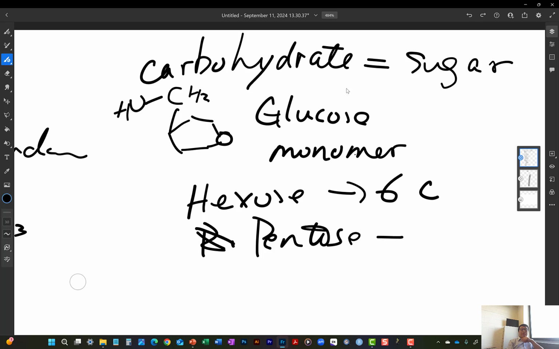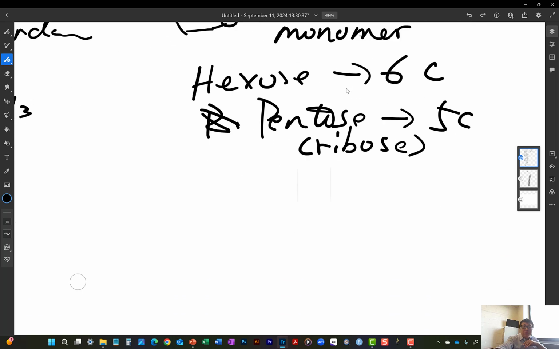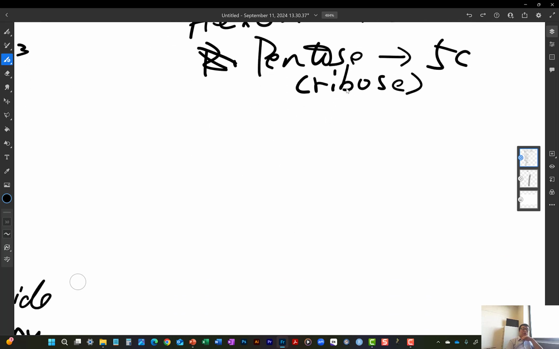Pentose has 5 carbons, like a pentagon has 5 angles. So pentose is mostly involved in structure. For example, ribose, which we'll talk about more later. Ribose is an essential component of DNA and RNA. And in this class, we mainly talk about glucose next.